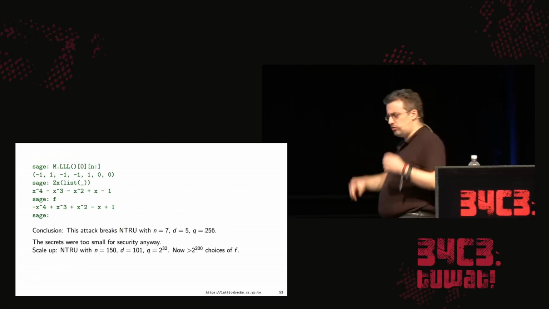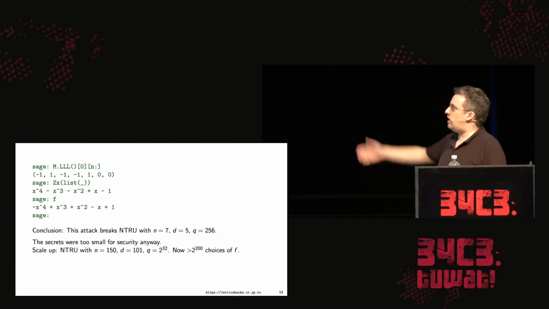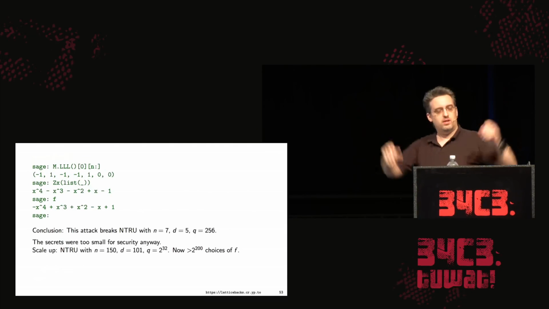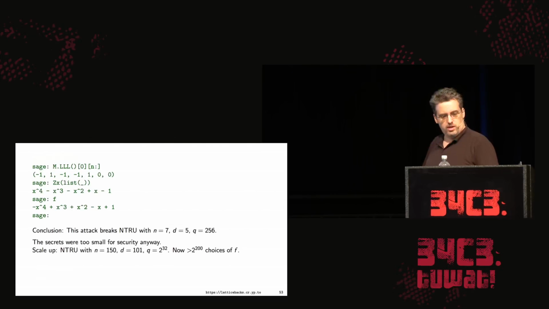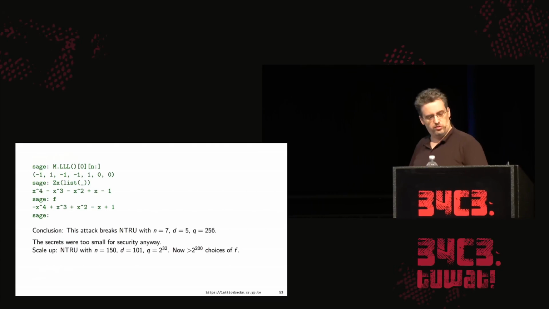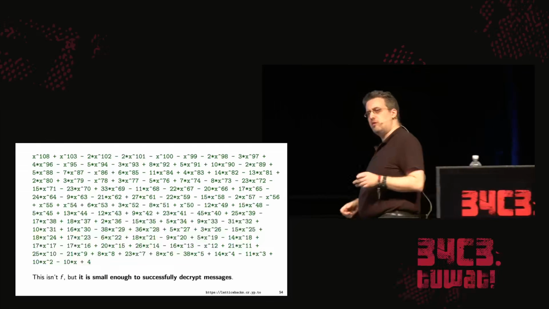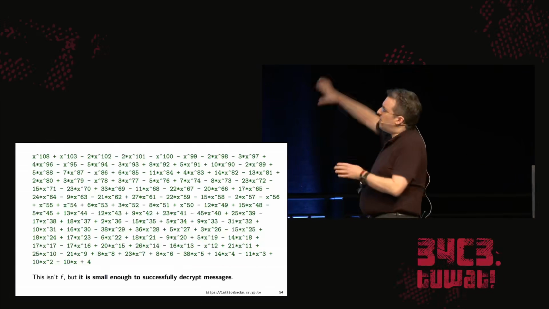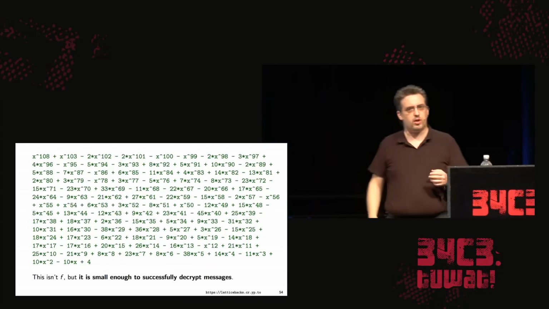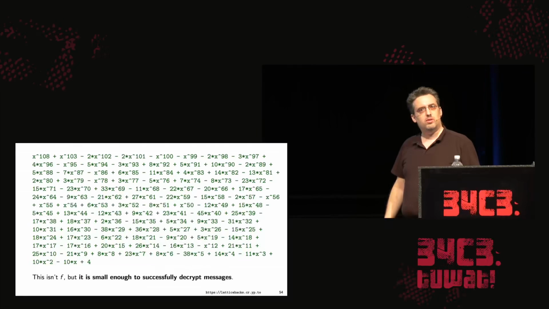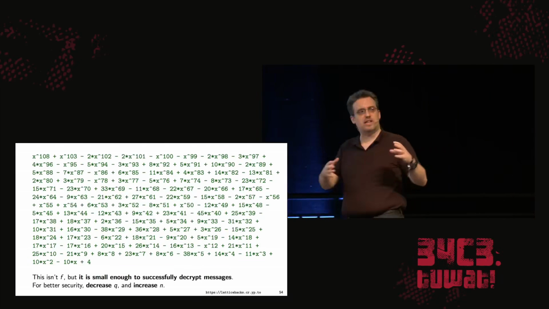Now, you have to scale this up to get real security. Of course, 7 dimensions is not enough. If you go up to, say, 150 dimensions and 101 non-zero terms in F and so on, and scale q up to 2 to the 32, then there's going to be more than 2 to the 200 choices of the secret F. You try the attack again, and the attack does not find plus and minus ones. It still finds a kind of short polynomial. LLL, it's not necessarily the shortest, but it's sort of short, and it still breaks the system, which is kind of scary.